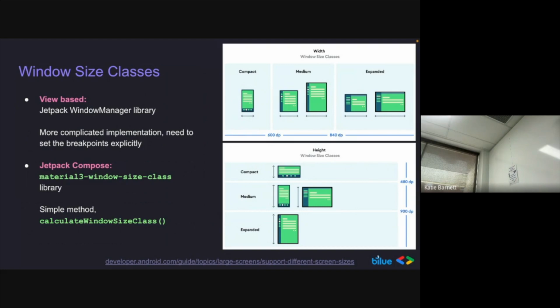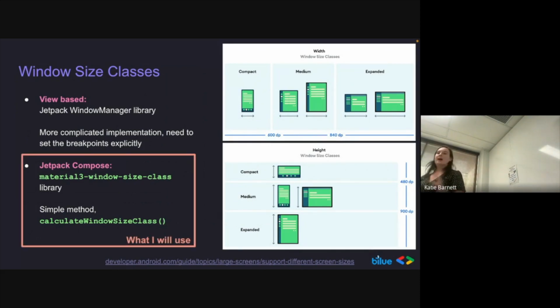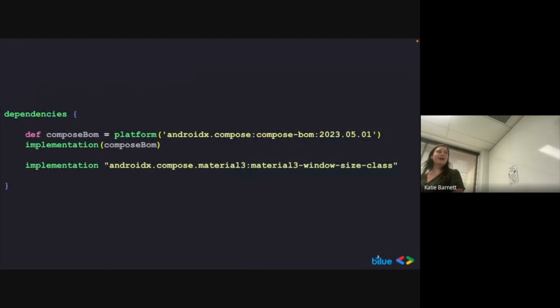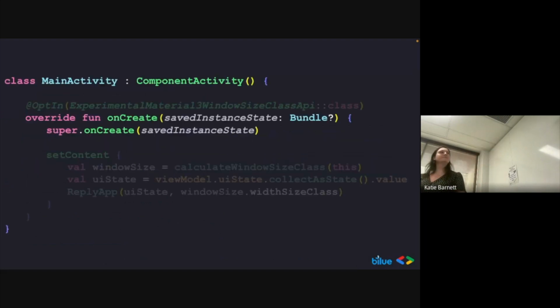And for those who are new to Android, Jetpack Compose is the new fancy UI building kit that we're all using, and it's just the latest buzzword, so get on it if you're starting. So with Jetpack Compose, we can use material window size class, and we just use a really simple method called calculate window size class. And that's what I'm going to show you today. So as usual, we have dependencies, just use the Compose bill of materials, and then the window size class dependency.